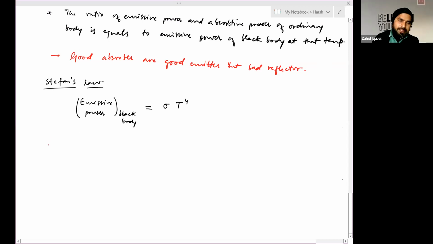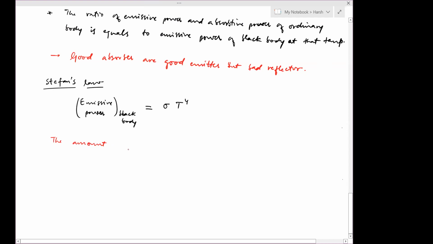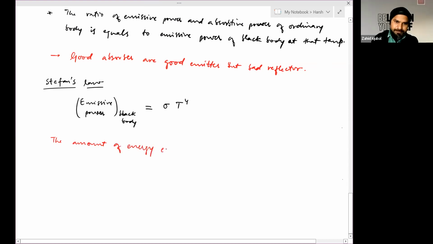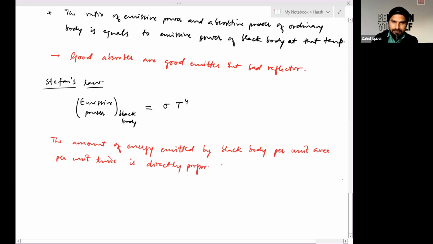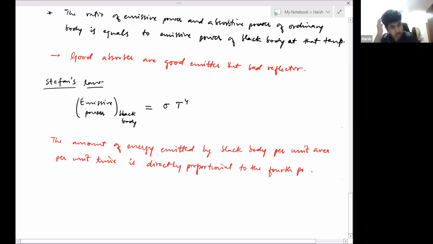So according to Stefan's law, the amount of energy emitted by a black body per unit area per unit time is directly proportional to the fourth power of its absolute temperature.